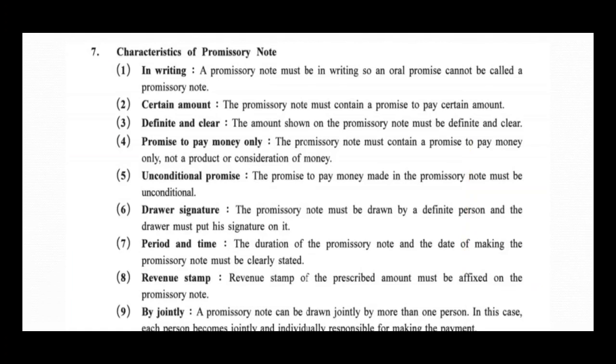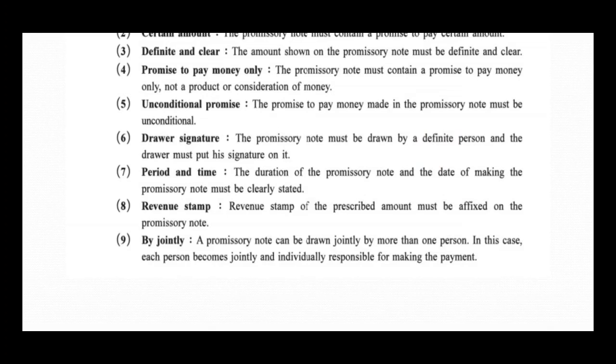What else? Promise to pay money only. The promissory note must contain a promise to pay money only, not a product or consideration of money. So promise is always done here to pay money only. Unconditional promise. The promise to pay money made in the promissory note must be unconditional. Drawer signature. The promissory note must be drawn by a definite person and the drawer must put his signature on it.